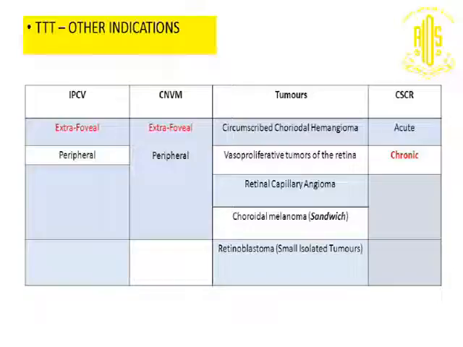Currently, the other indications are mainly the tumors. You have circumscribed choroidal hemangioma, vasoproliferative tumors of the retina, retinal capillary angioma, choroidal melanoma for the sandwich technique that we follow for thick tumors now in combination with brachy, and small selected retinoblastoma. These are the things which we currently use, mostly the LIO TTT, not the slit lamp attachment. Currently we are using it for all these indications. I will be showing the patients post-treatment with the vasoproliferative tumors, angioma, choroidal hemangioma. And the other extrafoveal indication would be IPCV and CNVM, which is extrafoveal.